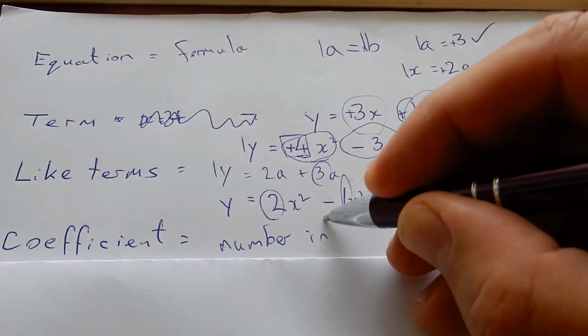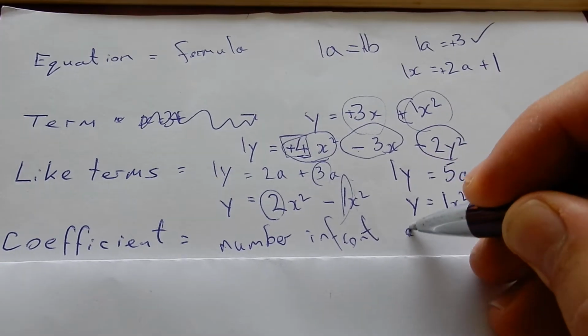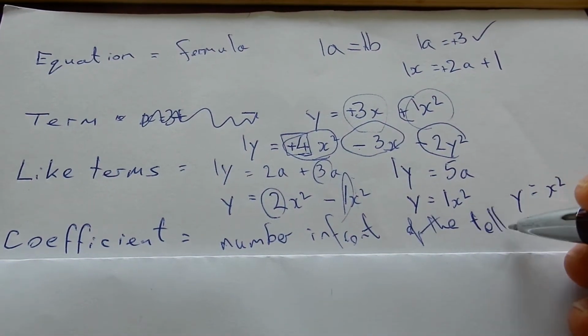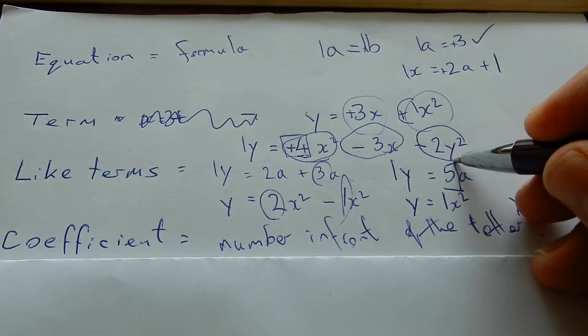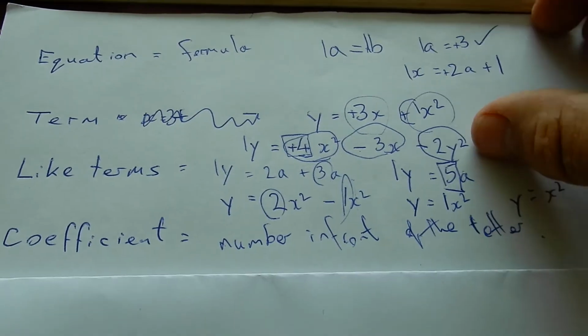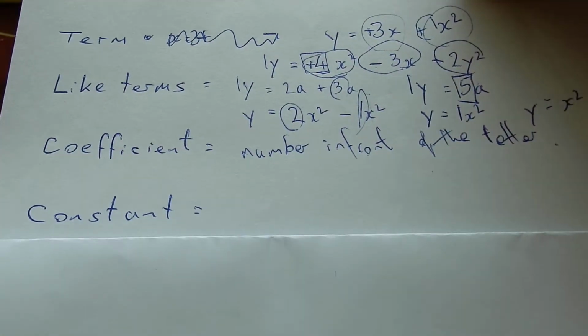It's the number in front of the letter. In this case, the coefficient is 5. That's what a coefficient is.